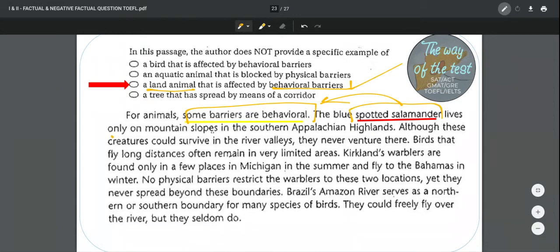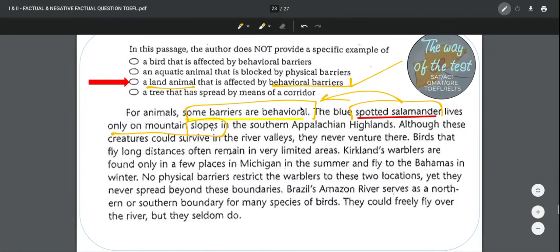Because we know that they live on mountain slopes. Okay, so if they live on mountain slopes, they are not living in the river, they're not living in the sea. So we know that it's not an aquatic animal. We know it's a land animal. Again, we didn't even need to know what animal the spotted salamander is. Of course, it's easier if we do have the vocabulary, but you can always use the context to get out of the way without knowing it.